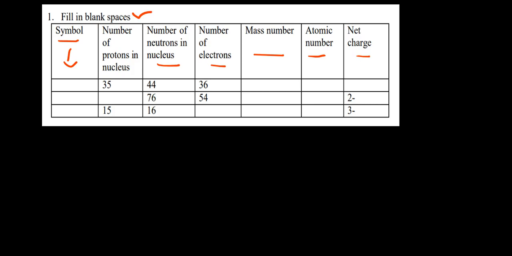Let's start with number 1. Remember I said the number of protons is the identity for the element. So for us to find the symbol that we are going to put there, we have to identify the element, and we do that by looking at the number of protons. The number of protons is 35. We're going to go to the periodic table and look for an element which has 35 protons. So you open your periodic table and look for an element with 35 protons. I can see it is here.